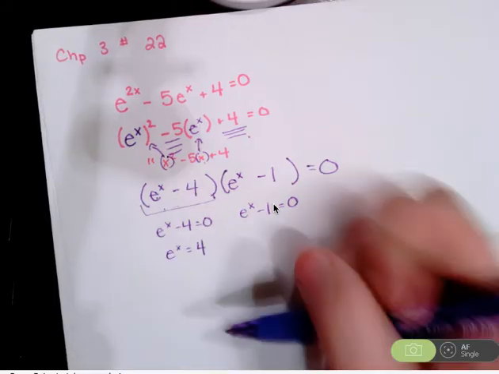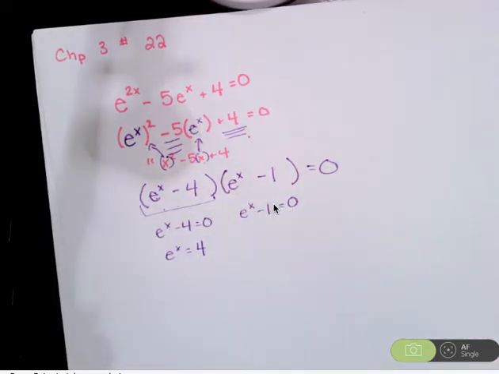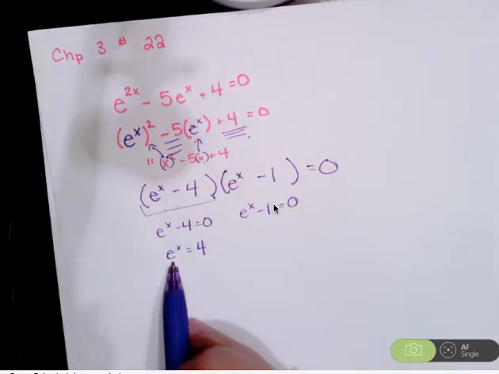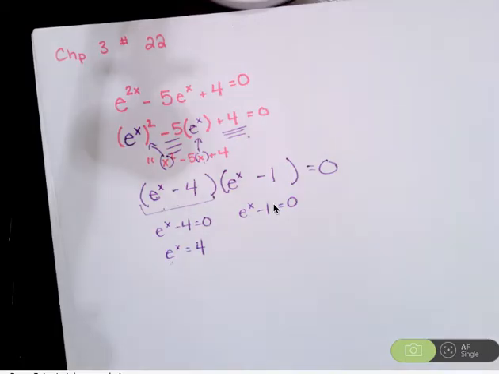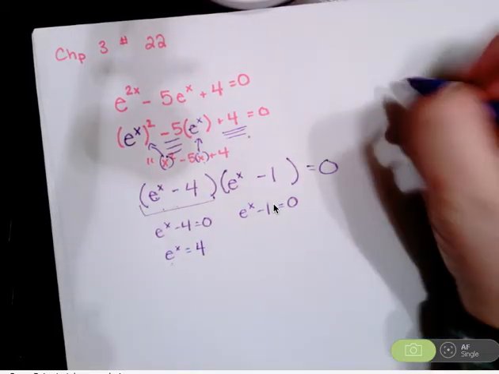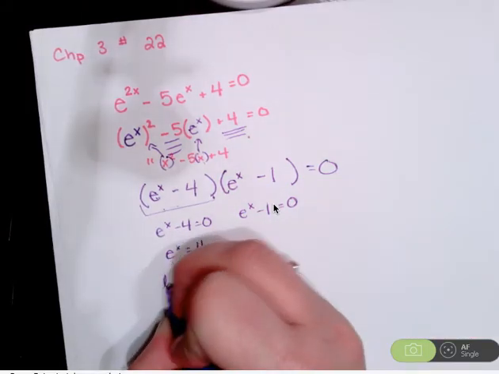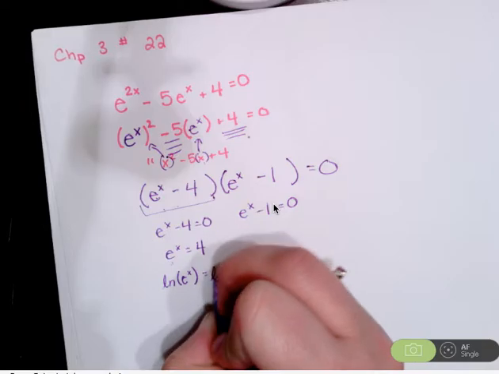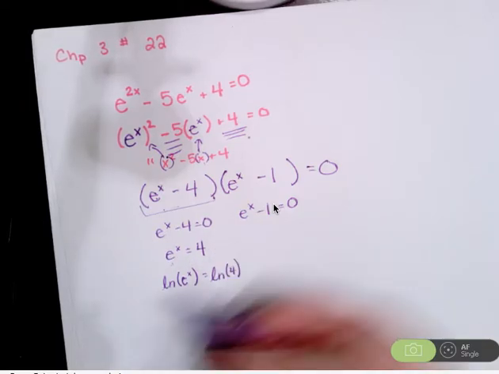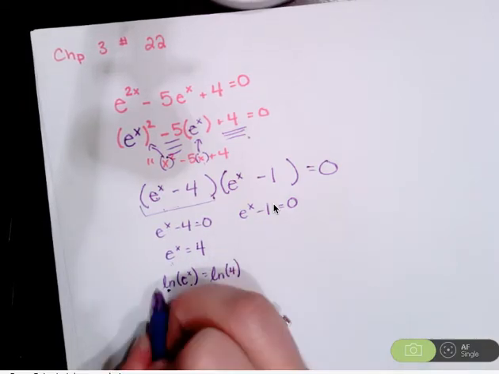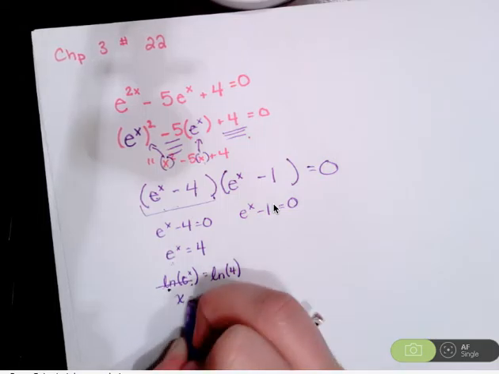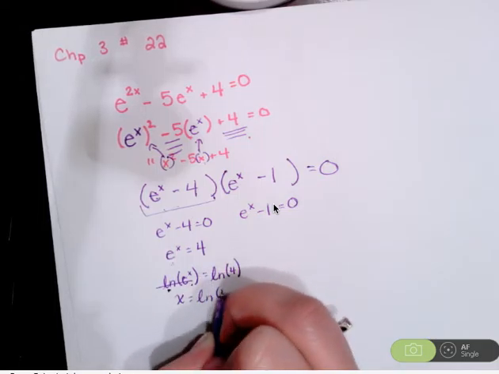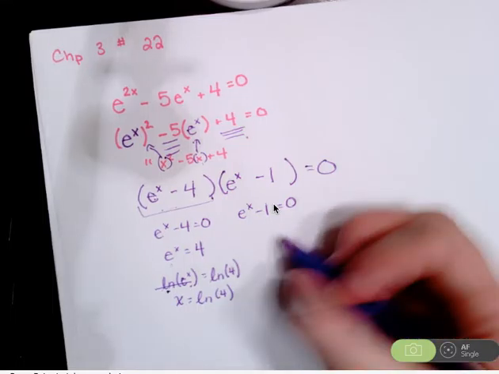Anytime our x is in the exponent, we have to be able to bring that down somehow. And there's two ways to do it. Since our base is e, though, it makes it really easy because we know something that is the inverse of e. The inverse of e is the natural log. So what you do is you take the natural log of both sides. Anything you do to one side, you have to do to the other. The natural log and e are inverses, so they'll cancel out, and you'll be left with x equals the natural log of 4.